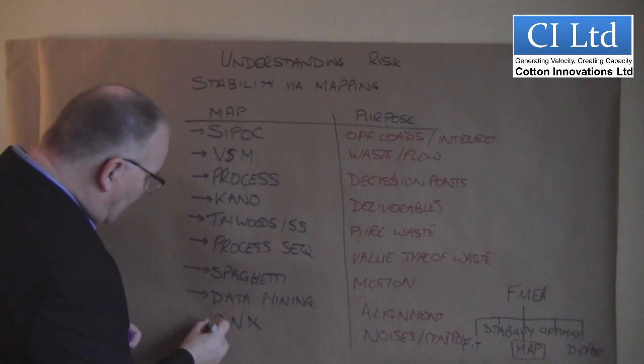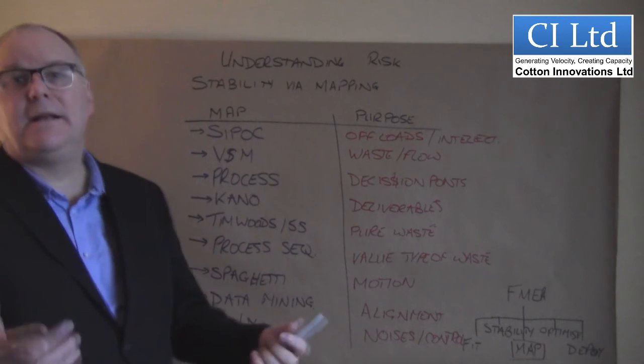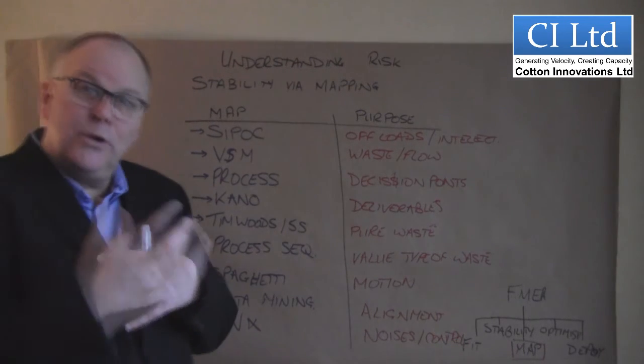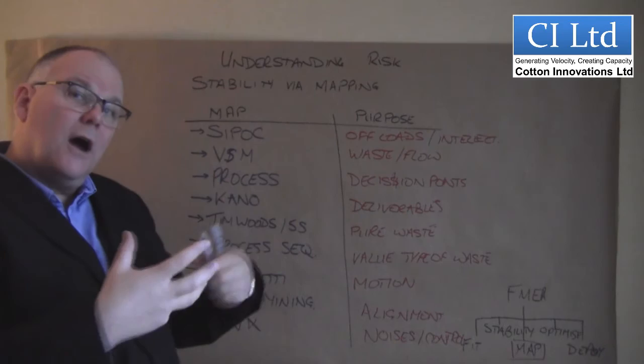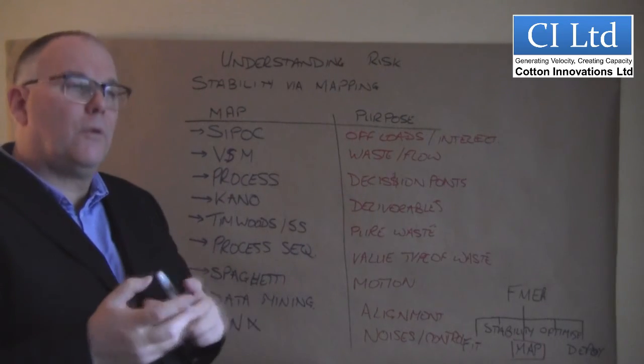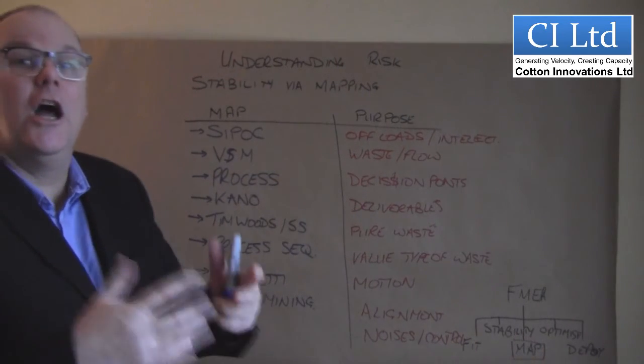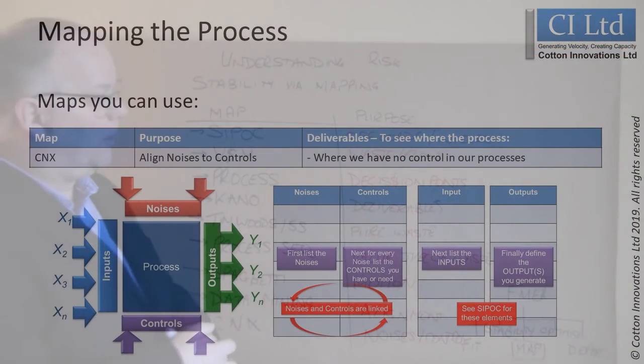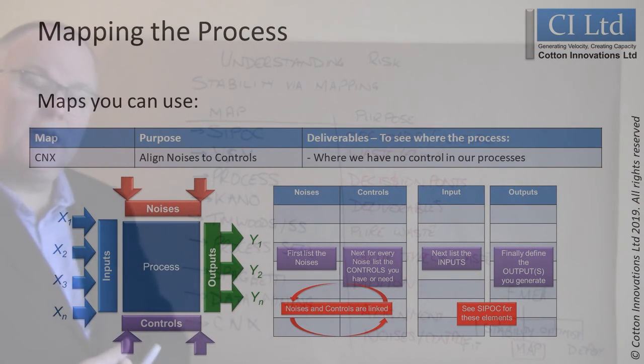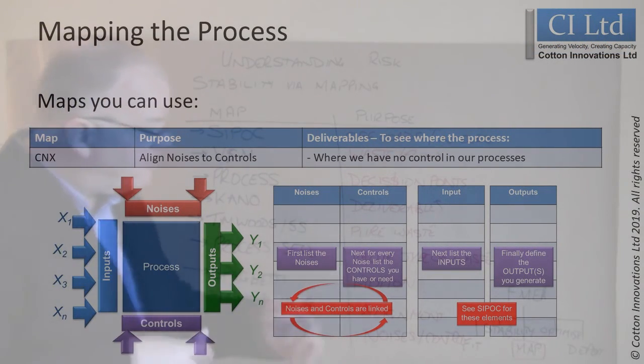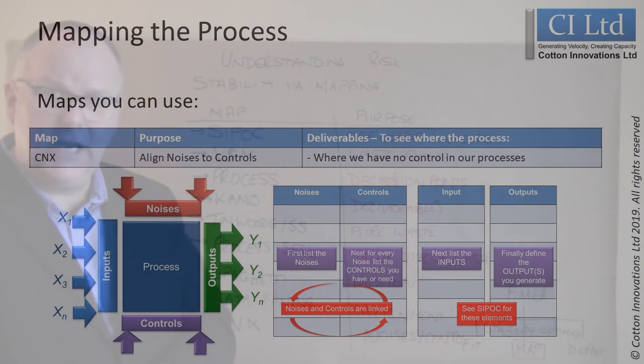And the final map that may be useful that I might need to think about is a CNX map. I want to map the noises, I want to map the controls, I want to make sure my noises are locked up, I want to make sure I don't have my noises unlocked and they're going to start driving my process. So when we're looking at creating process improvement, or we're using an FMEA, mapping is a really useful tool.